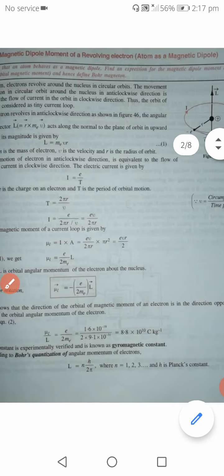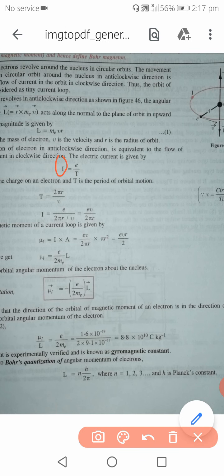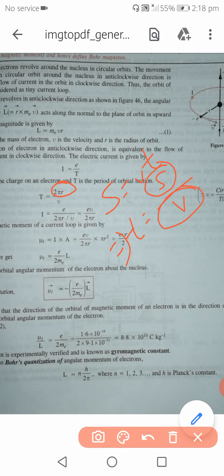Now we are here to find an expression for the magnetic dipole moment. So we'll start with current. We know current is equal to charge by time. Charge here means the charge of the electron. Time, for one complete rotation, is the time period. Again we know S is equal to vt, so T is equal to S by v. For one complete rotation, S is the circumference, which is 2 pi r, and v remains. So 2 pi r by v is the value of T. This value we can substitute here.